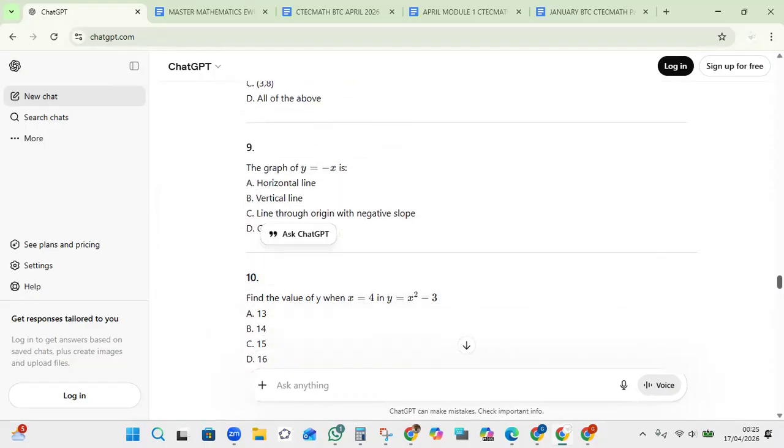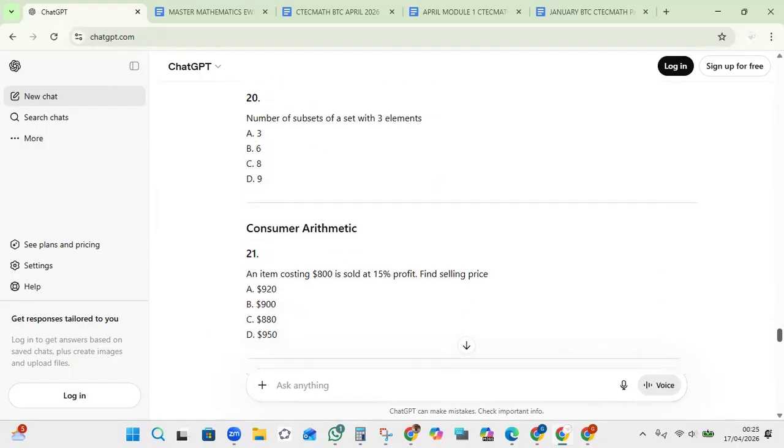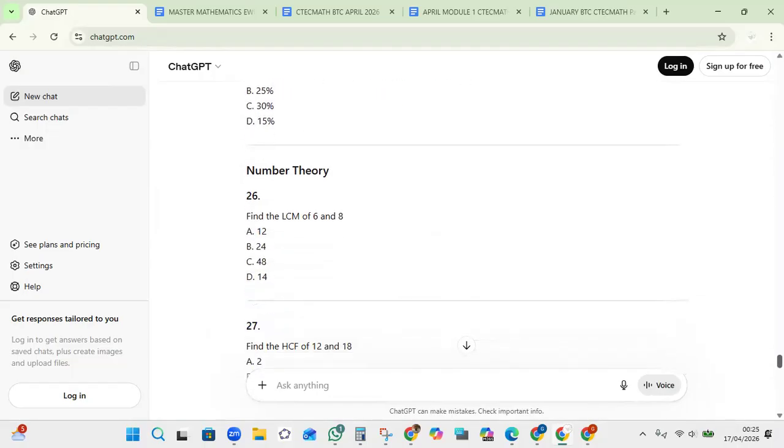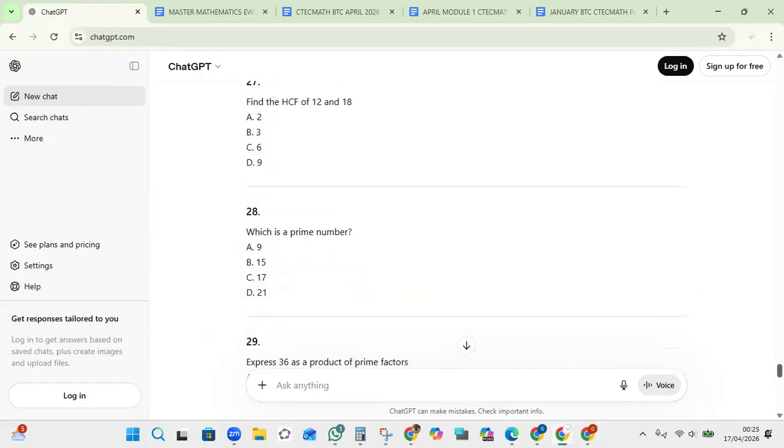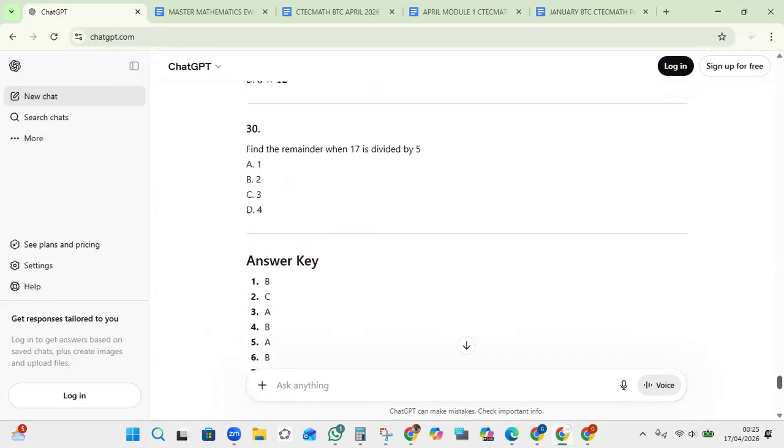So please do that to enhance your preparation for your final exam. And as you can see, it's grouped by topics, and plus you have the answer key.